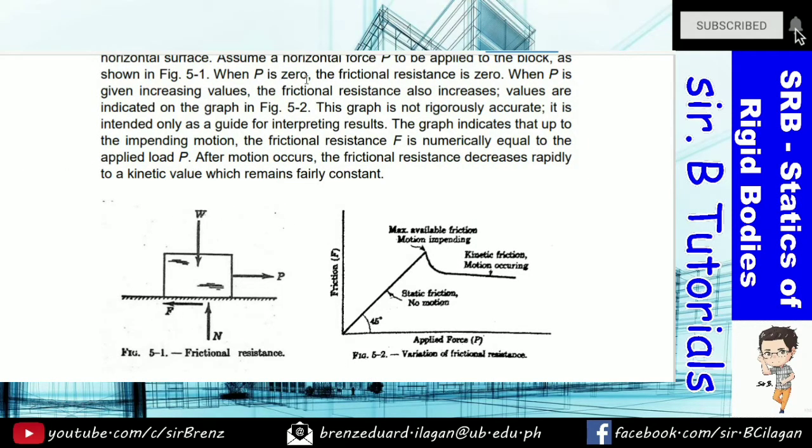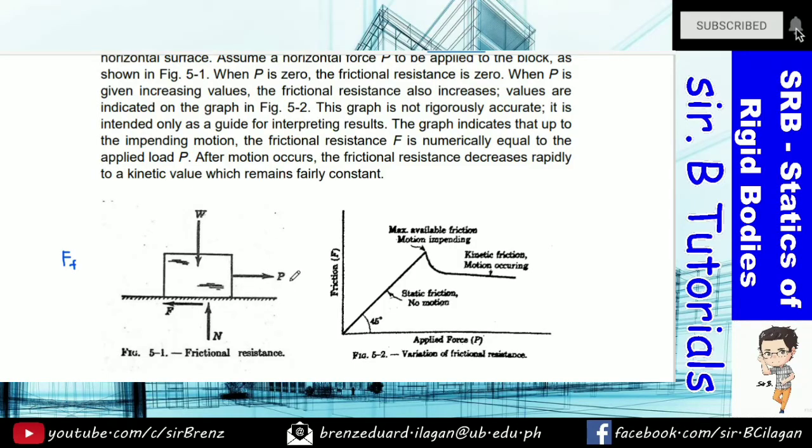So when P is 0, the frictional resistance is 0. Okay? So again, gaya nga ng sabi ko kanina, yung frictional force which is designated by the symbol F, but sometimes ito ay denoted by F sub F. Okay? So on your other books, ganyan yung kanyang designation ng frictional force na to. But anyway, ito lang din yung gagamitin natin siguro, F sub F. So that is the frictional force which is acting to the right. Again, opposite to the motion of the body.